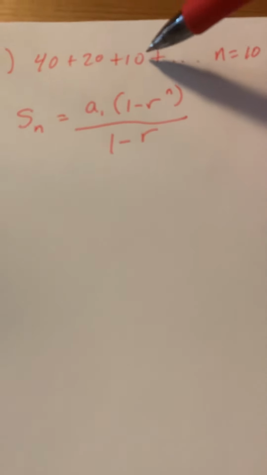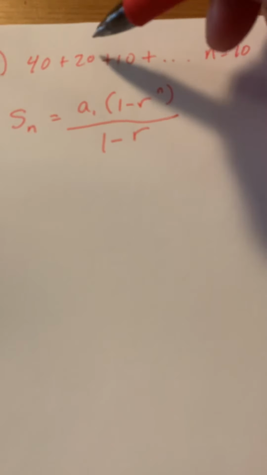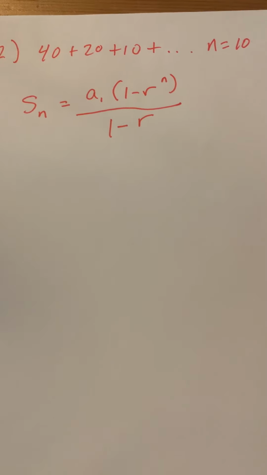Now, if you notice, I would have to subtract 20 to go from 40 to 20. And then if I subtract 20 from 20, I would get 0, but I get 10. So it's not going down by the same amount. This is going down by 20, this is going down by 10. So I automatically know that this is not arithmetic, it's geometric.